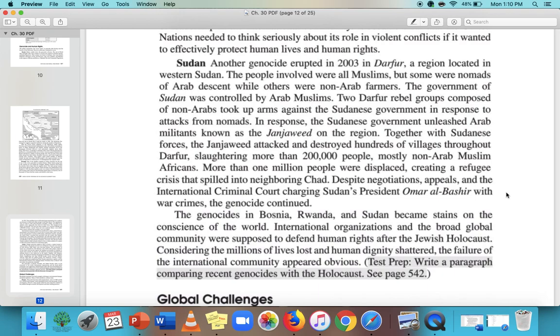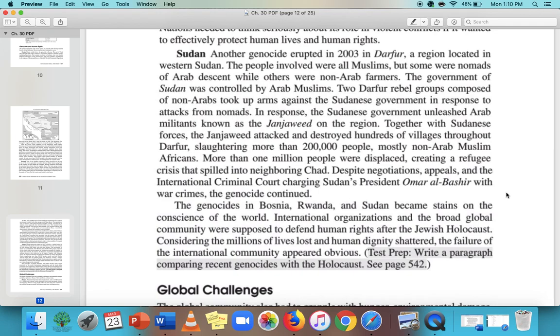The genocides in Bosnia, Rwanda, and Sudan became stains on the conscience of the world. We thought that this era was over, and then now in the 90s and 2000s, we have more genocide taking place, right? And this was, like it said, a stain on the conscience of the world. Countries were saying, what could we have done to prevent this? Maybe we should have done more. And this is when the U.S. becomes more active in world affairs, okay? But this is seen as a failure of the international community to stop these types of crimes against humanity, okay?